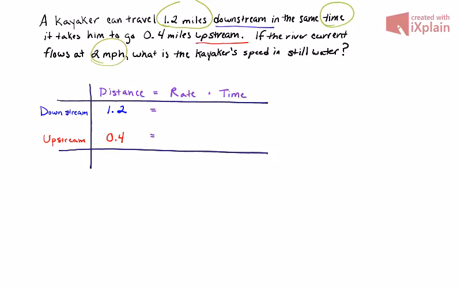With regards to upstream, then I'm fighting the current, so I'm traveling against it. I have a lot more friction happening between the boat and the current. So that would explain why I'm not able to cover as much distance in the same amount of time when I'm going upstream versus when I'm going downstream.